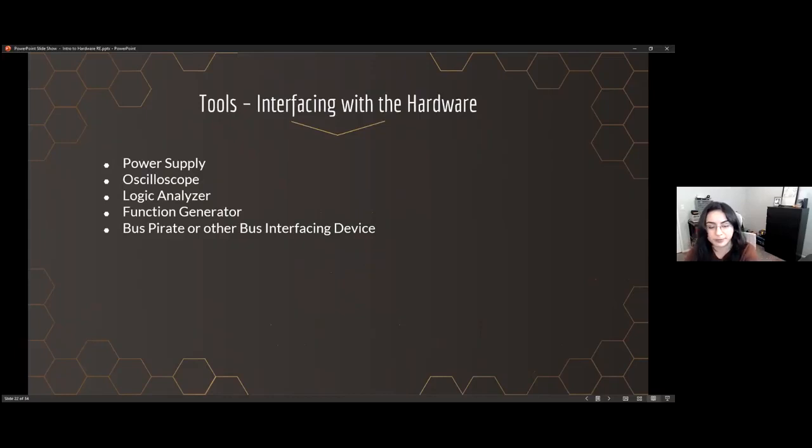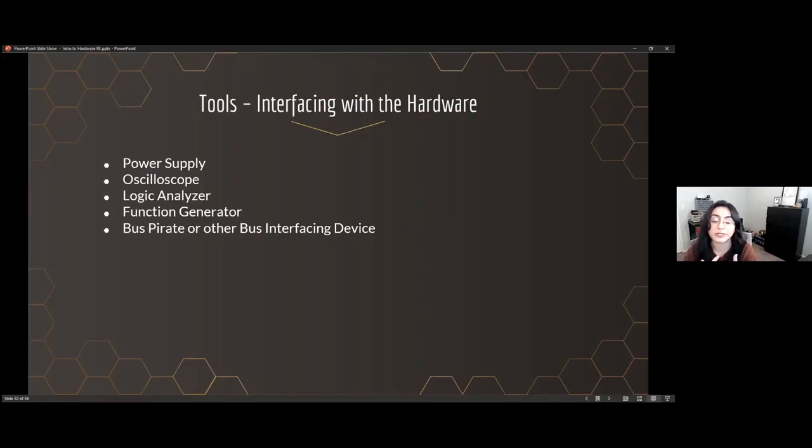You'll probably need a power supply, especially if it's something that's battery powered and you just want to connect it to direct power lines. Oscilloscope, not so much. If you're just focused on serial interfaces, you probably don't need the oscilloscope. Logic analyzer, the same. If you have a debugger, if you have like a bus pirate, you probably don't need the logic analyzer either. Logic analyzers kind of help you look at serial lines and actually see what they're saying, or even just give you some more information about the data going back and forth.